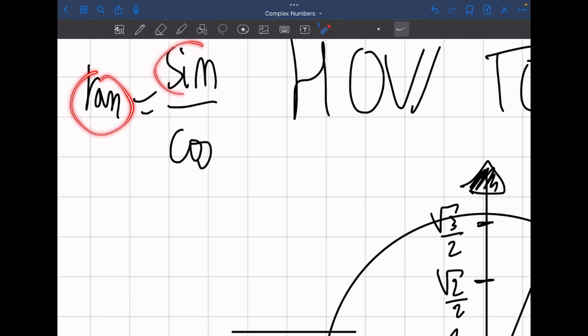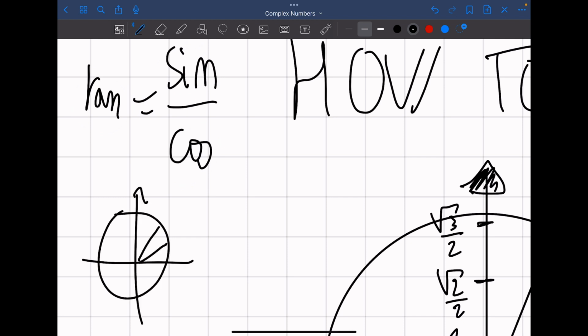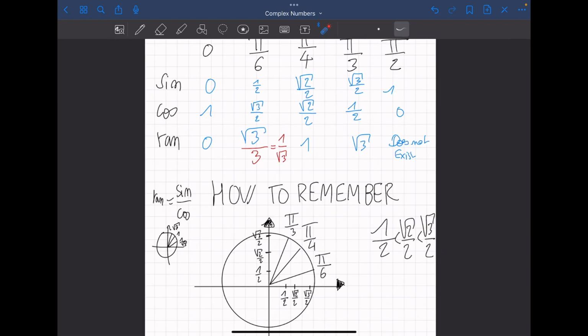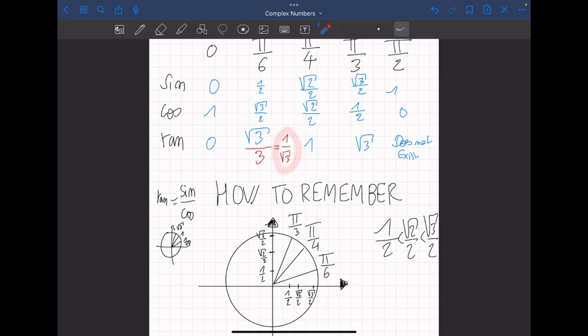Then there is sinus divided by cosinus, and I remember 3 values. The first value is 1 divided by the square root of 3, the second value is 1, and the third value is square root of 3. And I remember it similarly because 1 divided by square root of 3 is smaller than 1, which is smaller than square root of 3. And I remember more easily 1 divided by square root of 3 than square root of 3 divided by 3. Both are the same values.